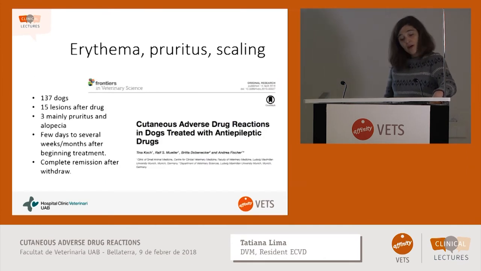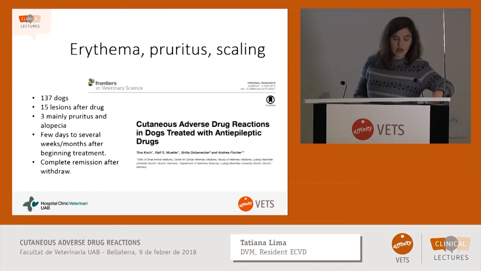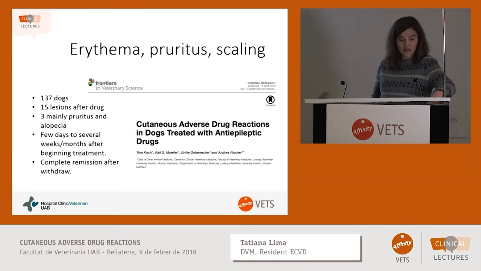There's a very good recent paper from a German team, and I think we also have this feeling, that patients under antiepileptic drugs have more cutaneous manifestations. They studied 137 dogs that had cutaneous lesions under antiepileptic drugs. They found that 15 of them had lesions after the drug was started, and three were just erythema, pruritus, and scaling, 8 developed more moderate signs, with papules, pustules, erythema, and 4 had really severe conditions. Many dogs could not withdraw the drug because they cannot have seizures, so they keep on the drug, but the ones that could be withdrawn had complete remission after withdrawal.